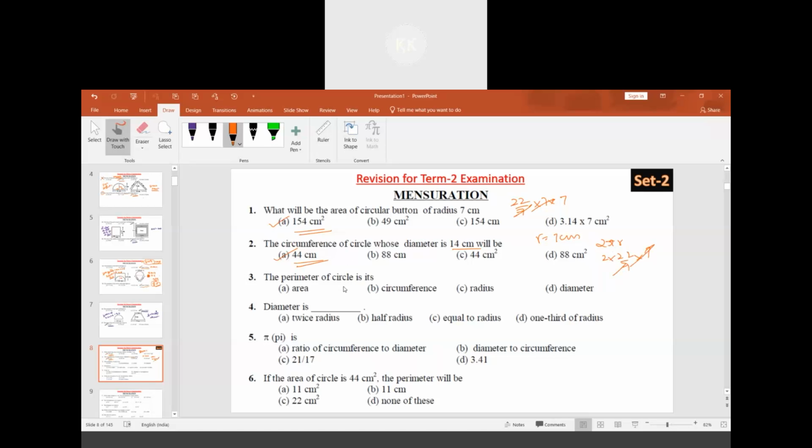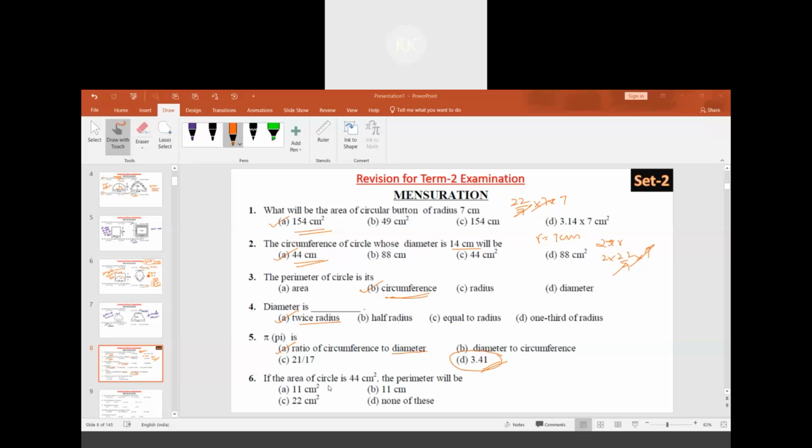Perimeter of circle is circumference, sir, option B. Diameter is twice the radius, option A. Pi value is 22 by 7. Ratio of circumference to diameter. They have not given 3.14, sir. Observe, they have given 3.41. So you should not select this.